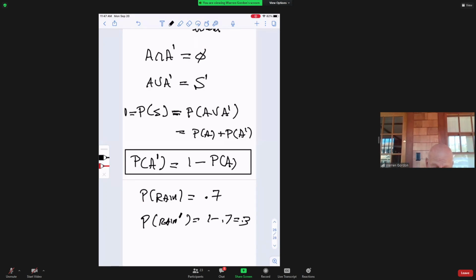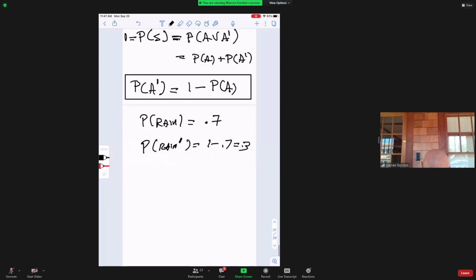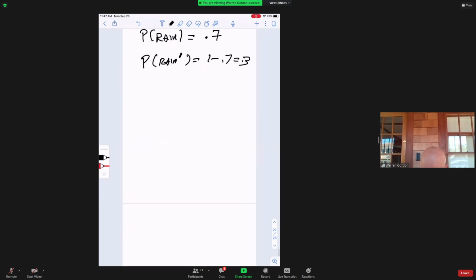Interesting result. Oh, one more. A non-trivial result. Theorem. Well, we know. Let me say it differently.